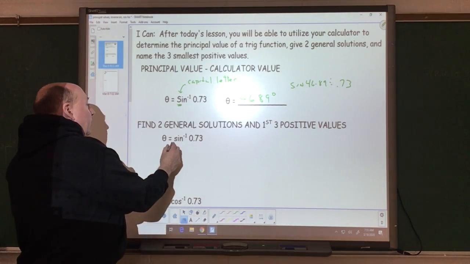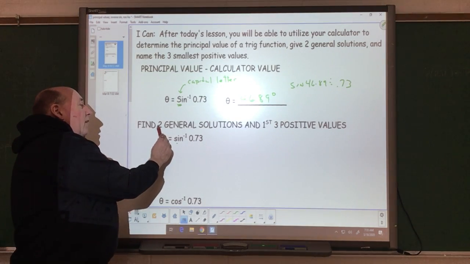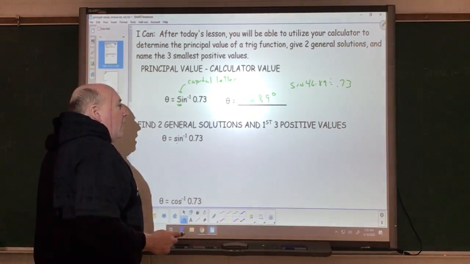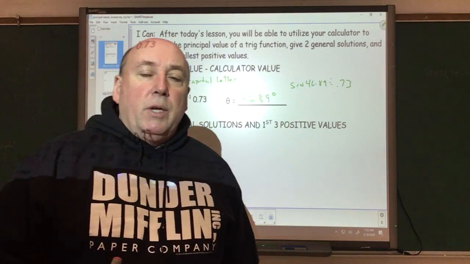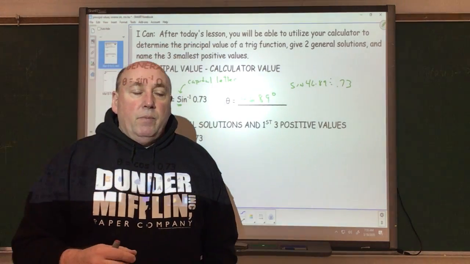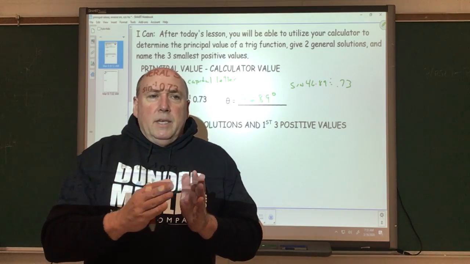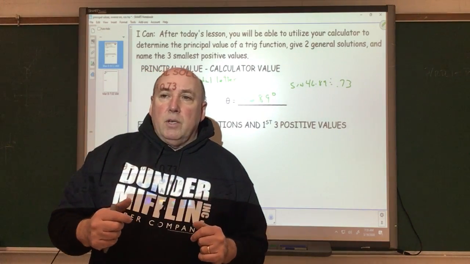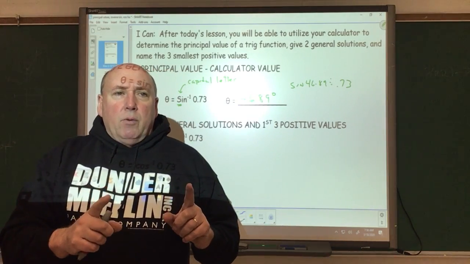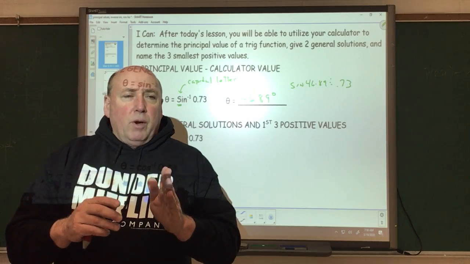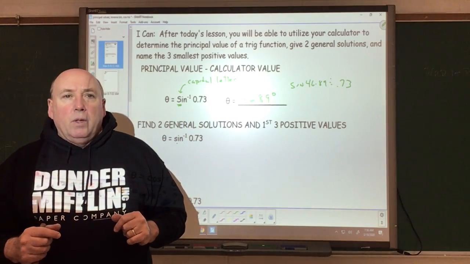Now, how do I deal with this when it's a lowercase letter? Well, we're going to be able to find two general solutions and the first three positive values. So you may want to go back and pull your notes that we did yesterday, because what we will utilize is the cued questions I gave you in regards to what's the difference between angle number 1 and number 3, or number 2 and 4. Well, that was 360 degrees, which was the period.